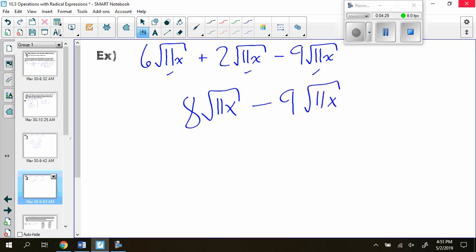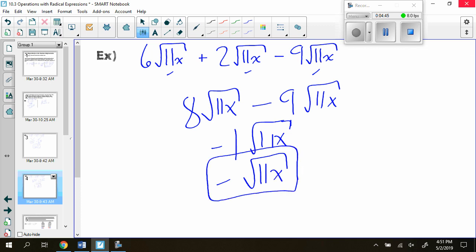So all in all, it looks like I'd have, if you're pretty good with integers, negative 1 square roots of 11x. I know that most simply written would just be negative square root of 11x. So I'm going to try to get all the way as simple as possible down to that.